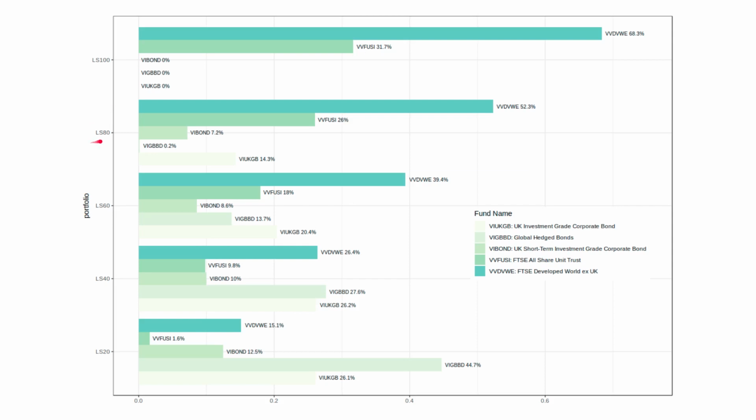Then as we go to LifeStrategy 80, the amount of equity falls, as you'd expect. So the Developed World X UK equity falls to 52%. And now we start to see some of these bond funds, the UK Short-Term Investment Grade Bond Fund. And then as we get to LifeStrategy 20, the Global Bond Fund dominates the portfolio, as do UK corporate bonds.